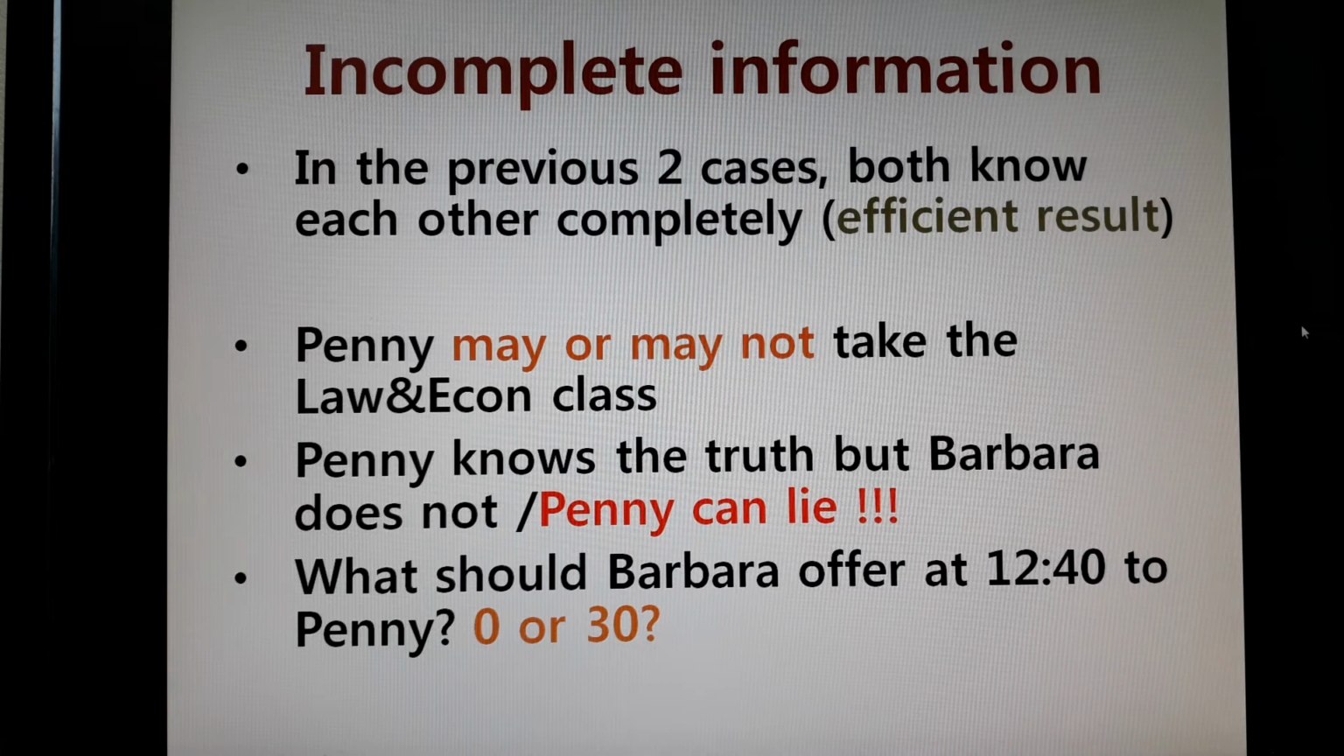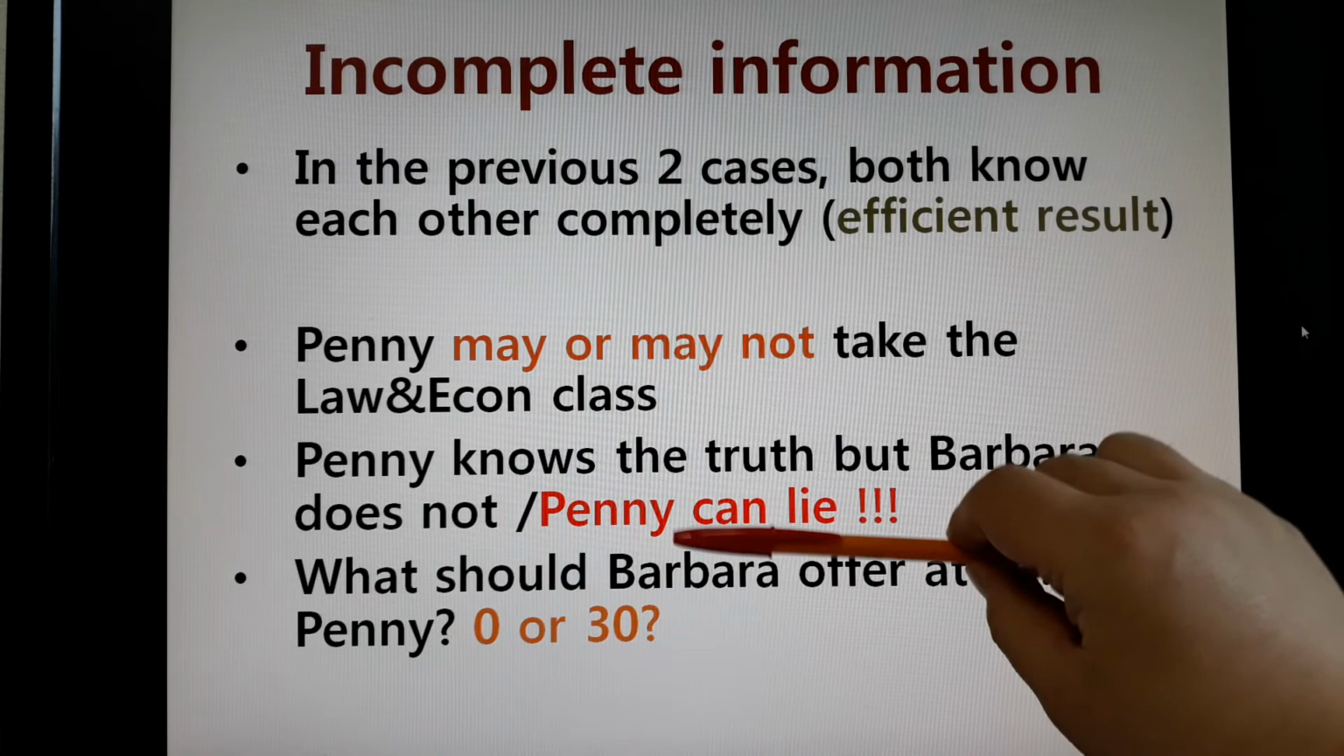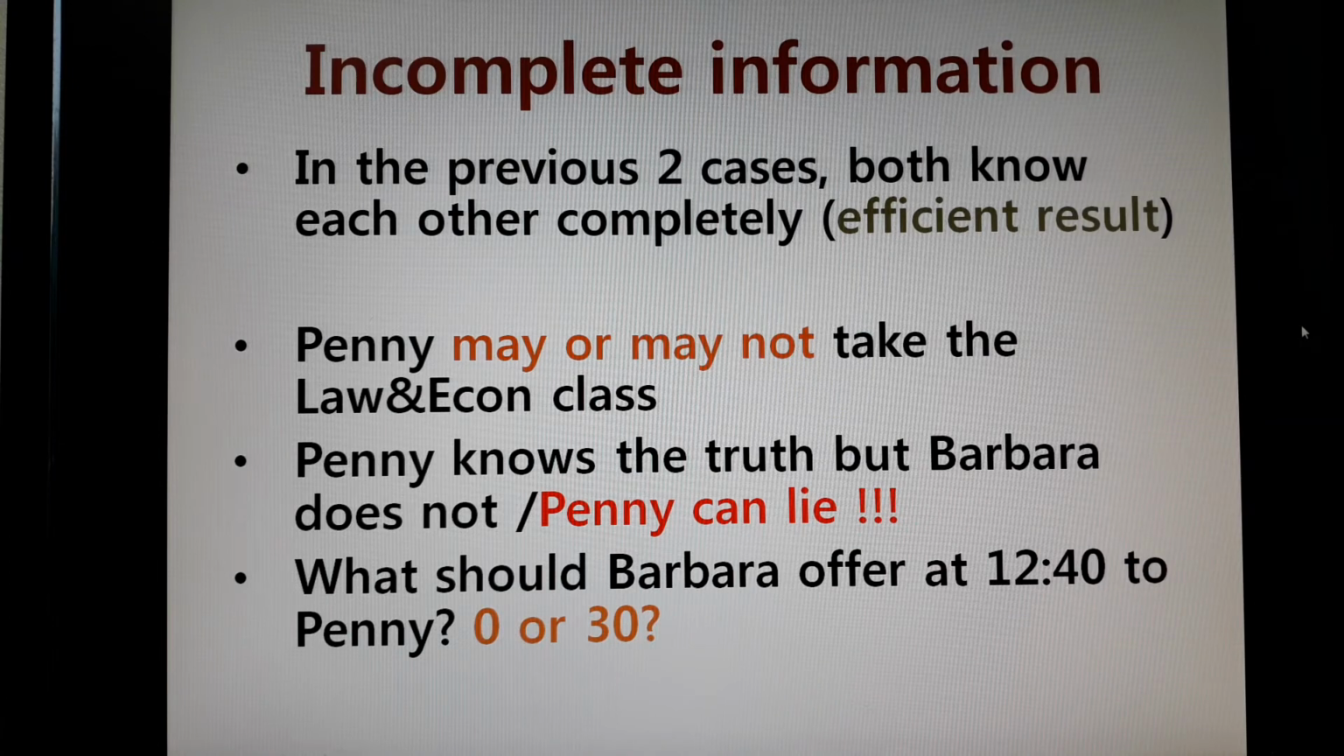So, from Barbara's point of view, Penny and Barbara know that Barbara is taking the law and economics class. So, she has to leave before 1 o'clock, 1300. However, Barbara does not know whether Penny takes a class or not. Of course, Penny knows that, okay? But the problem is, Penny can lie, which means Penny takes a class, but Penny may say, oh, I am not taking the class. Or Penny is not taking the class, Penny says, oh, I take the class.